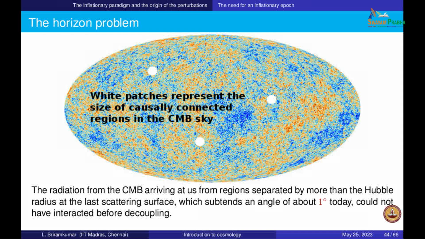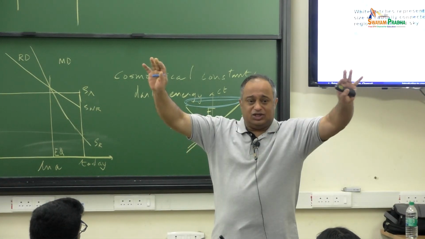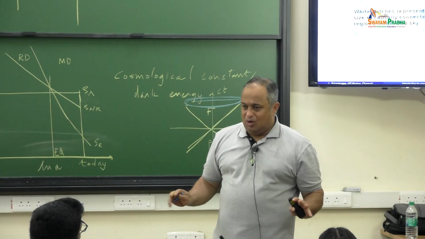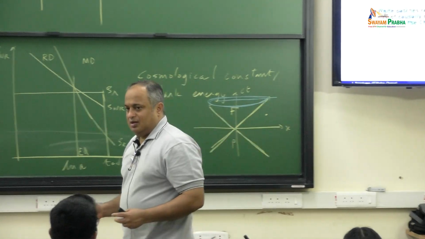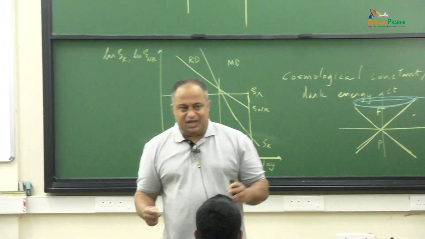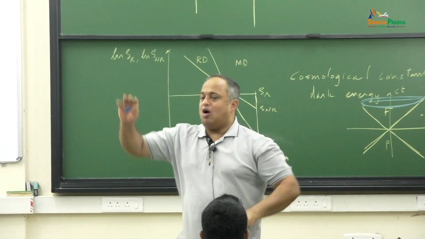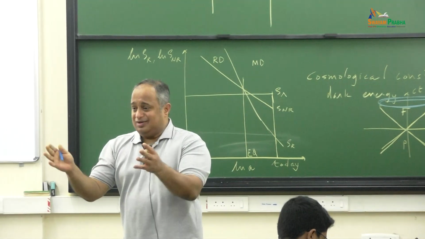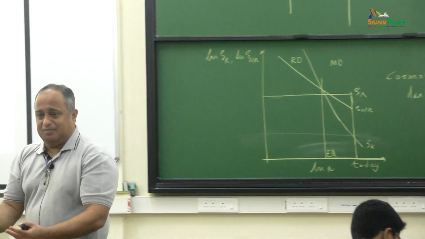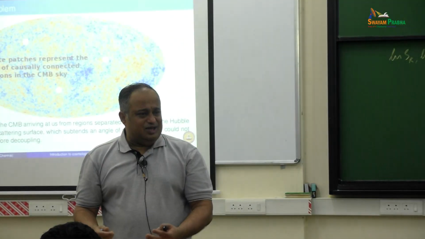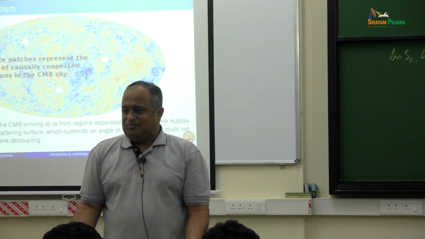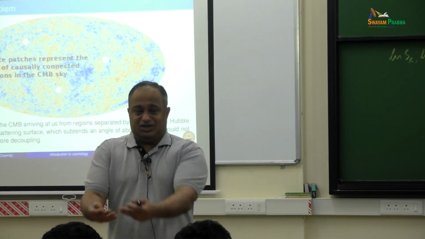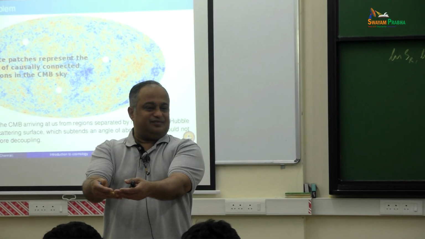What does it imply? If there are regions of the sky which could not have been causally connected, what does it imply? Which essentially implies the temperature here need not be the same as the temperature there. If two objects have the same temperature, generically there is no reason for them to have the same temperature unless they should have interacted with each other.